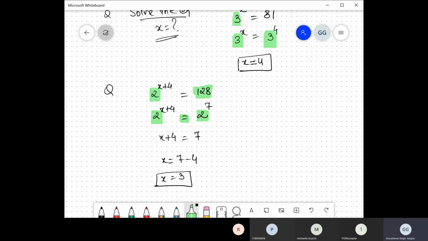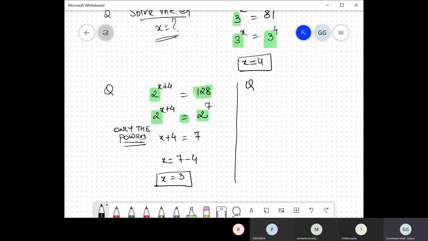So what we are doing is we are equating the powers. Only the powers. Okay. Because the base is already the same. So once you know that the base is the same, the powers have to be equal from the left hand side to the right hand side. Otherwise, this equation is not going to be valid, isn't it? So that's the logic we are applying here.